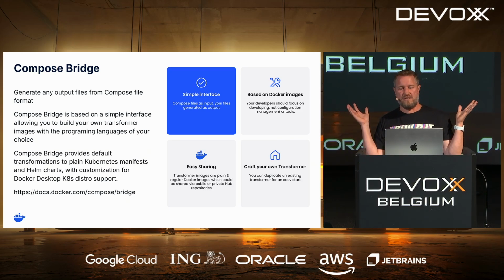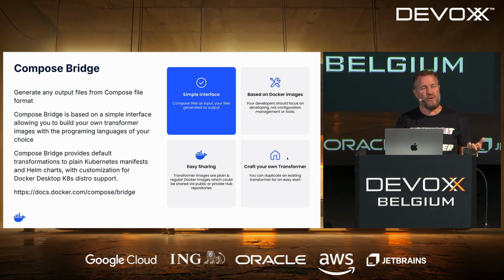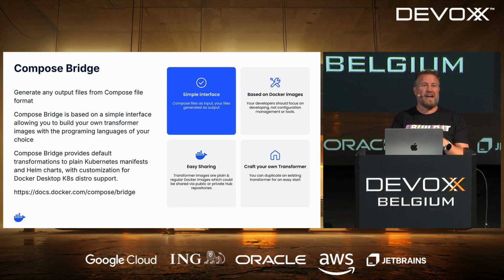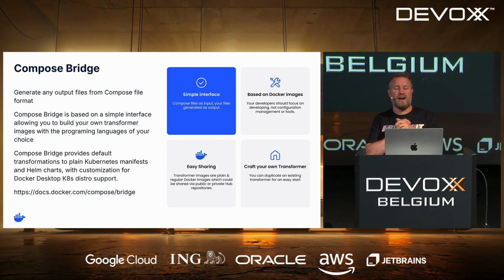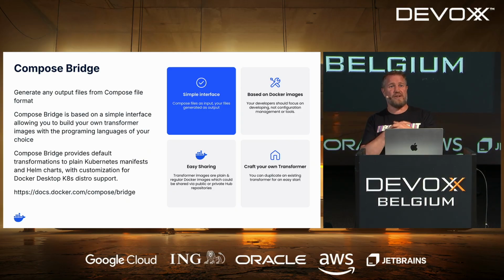It's based on Docker images, so pretty easy to package and to share with your team, and you can craft your own. So you can use the language you want, the templating tool you want, or whatever. And by default, what we are providing are plain Kubernetes manifests and charts. And we also have a customization for the Docker Desktop Kubernetes distribution. So that means that you can very easily transform a Compose application and run it inside Docker Desktop.